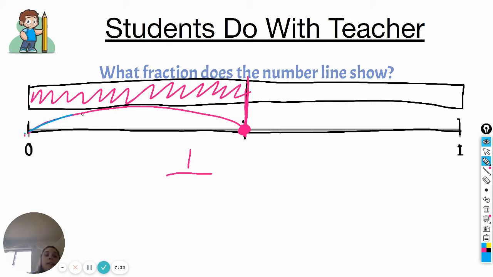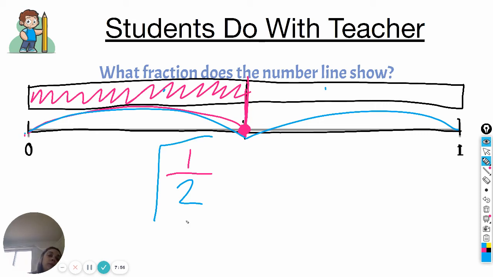Okay, so on our number line, it takes 2 jumps to get to the 1, just like our fraction strip has 2 pieces. So our denominator is 2, because our number line is broken into 2 pieces. So what fraction does the number line show? It shows the fraction 1/2. Takes us 1 jump to get to our dot, 2 jumps all together to get to our 1 whole.